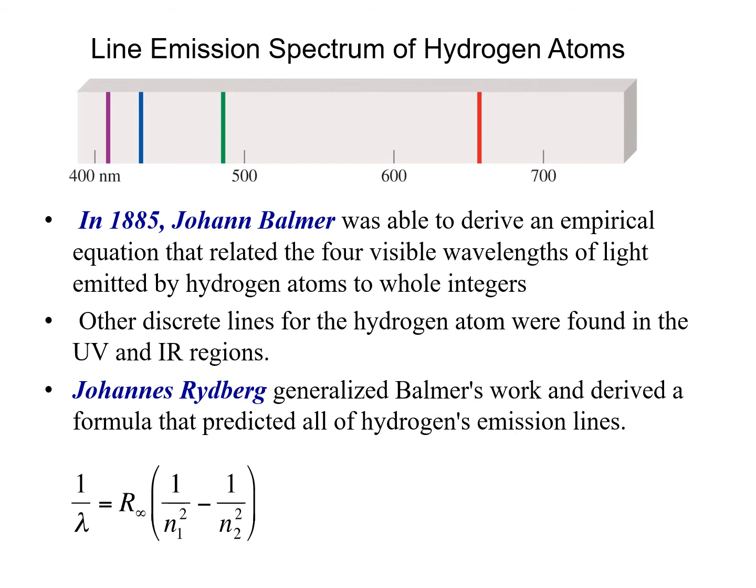So Johannes Rydberg picked up Balmer's work and actually generalized his formula to explain not only the visible light line spectra, but also the line spectra occurring in the UV and IR regions. He derived the formula that you see here on the slide, and it is 1 over the wavelength equals a constant, R, known as the Rydberg constant, times 1 over n initial squared minus 1 over n2 squared.